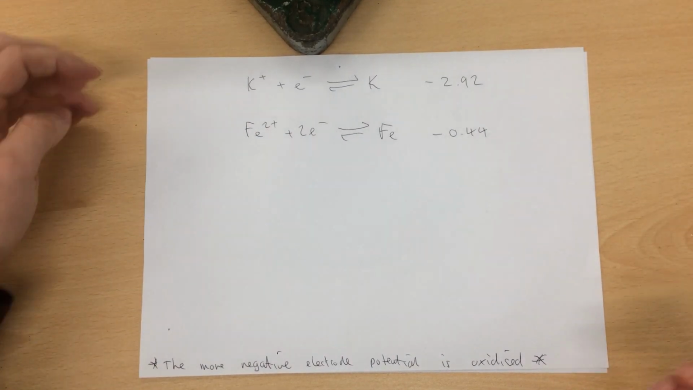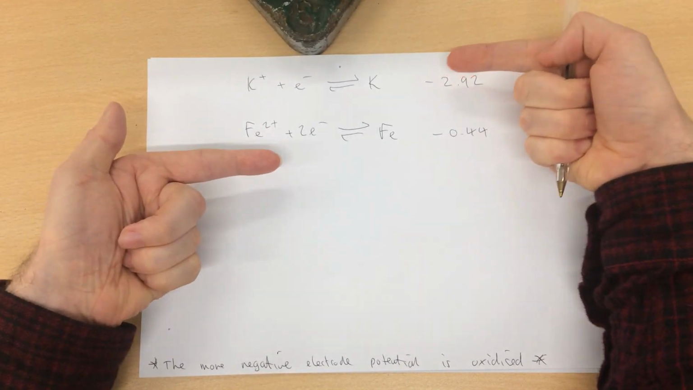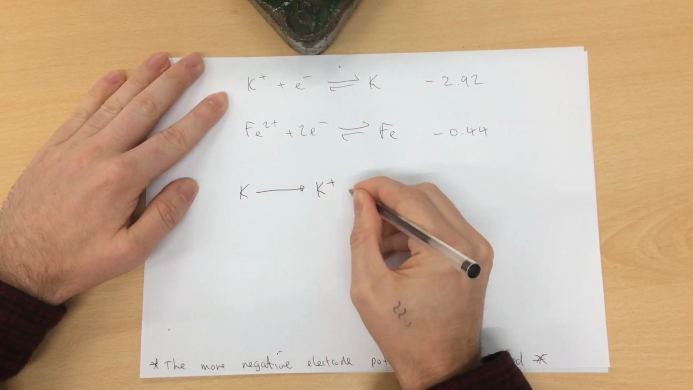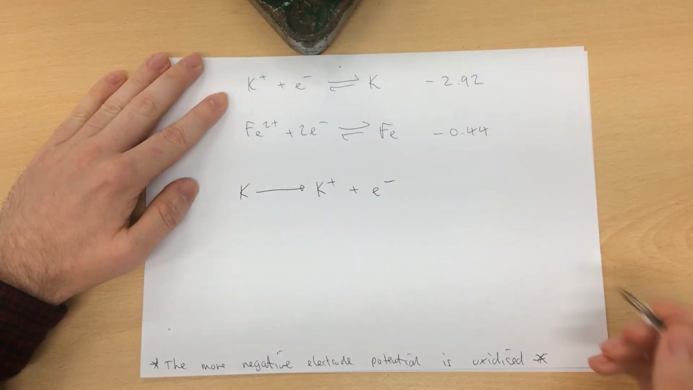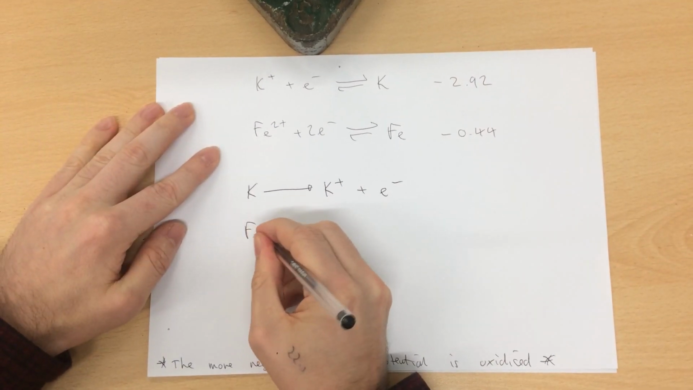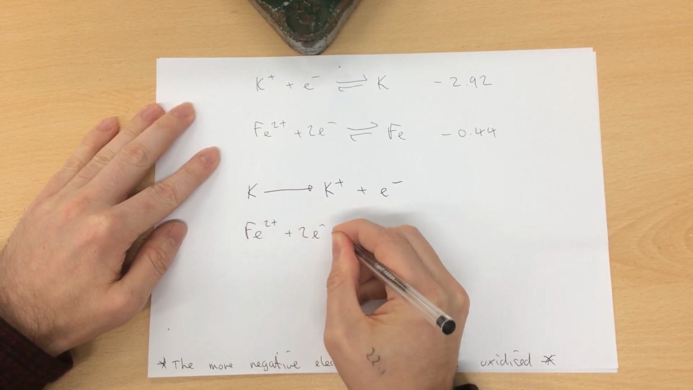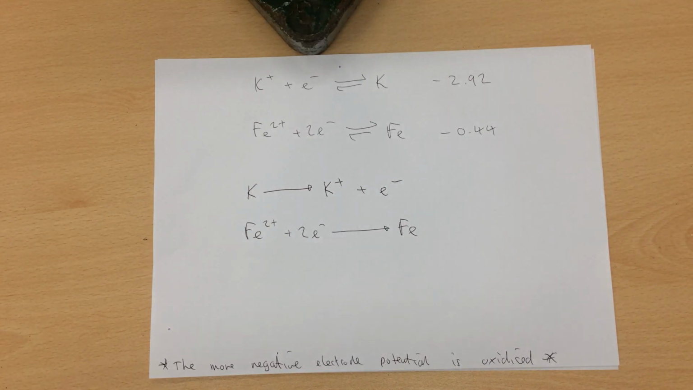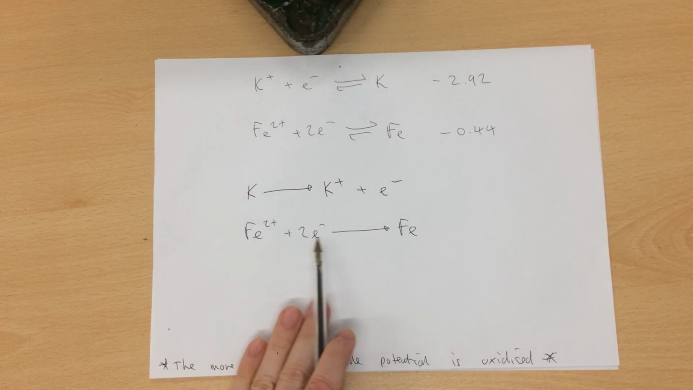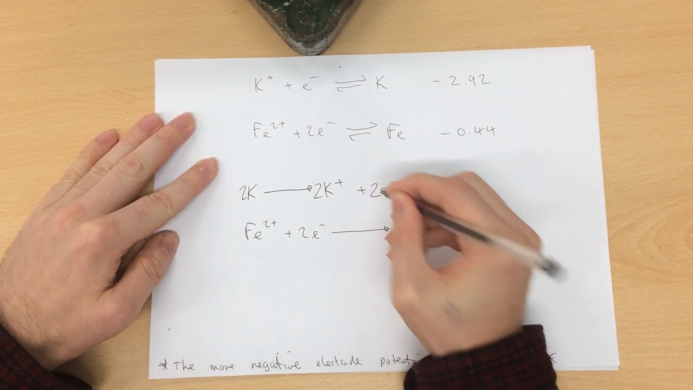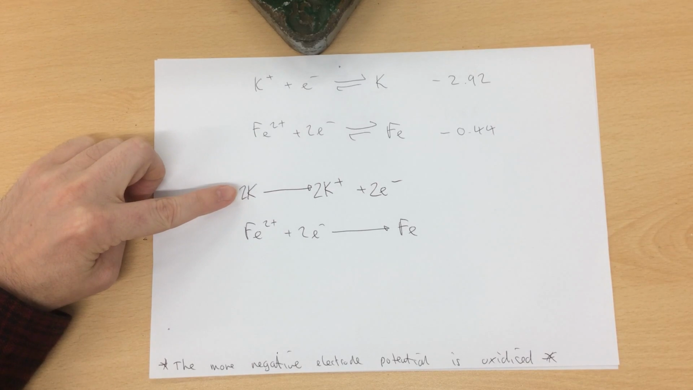So I'm going to write those out going the correct way. My top equation is going backwards, so the reverse equation is potassium goes to K plus and an electron. My more positive electrode potential, left hand, is going forwards, so that's Fe2 plus 2 electrons goes to Fe. What we now have to do, step 2, is balance the electrons. So you can see there's 2 electrons in this bottom equation, but only 1 in the top, so I need to balance that by multiplying everything in that top equation by 2.